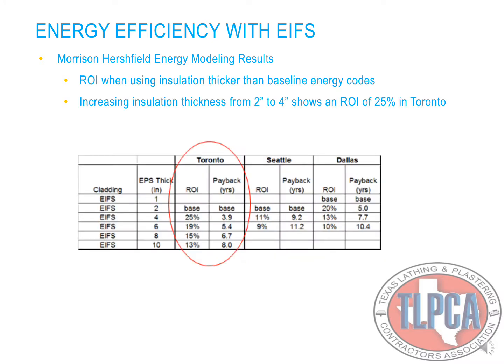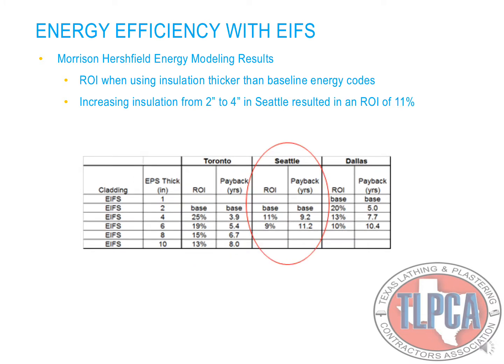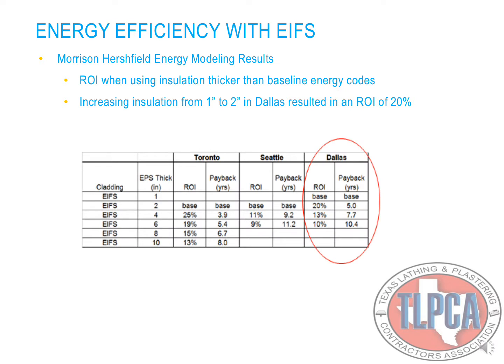Return on investment when using insulation thicker than baseline energy codes. Increasing insulation thickness from 2 inches to 4 inches shows an ROI of 25% in Toronto. Increasing insulation from 2 inches to 4 inches in Seattle resulted in an ROI of 11%. Increasing insulation from 1 inch to 2 inches in Dallas resulted in a return on investment of 20%.